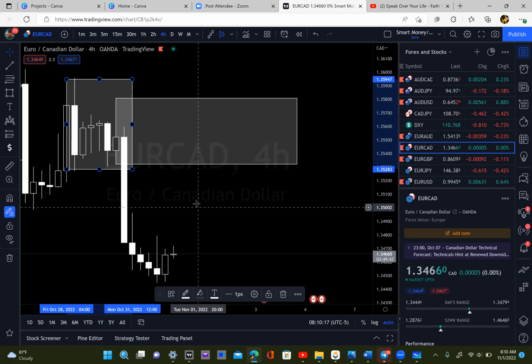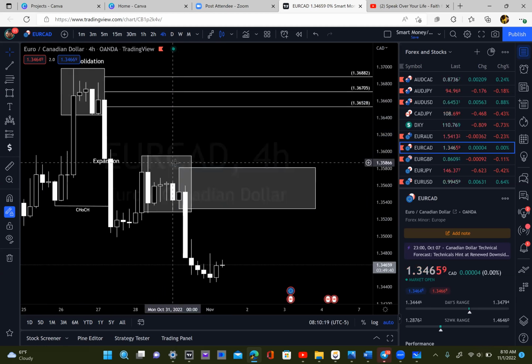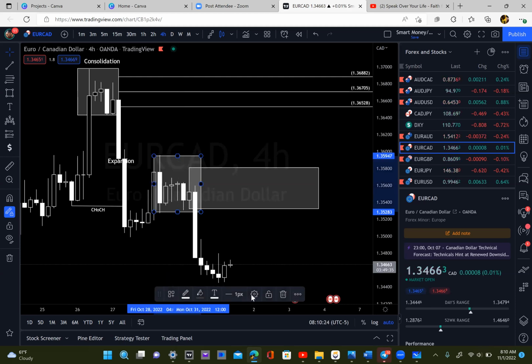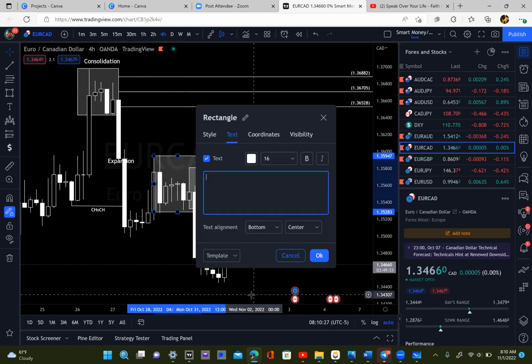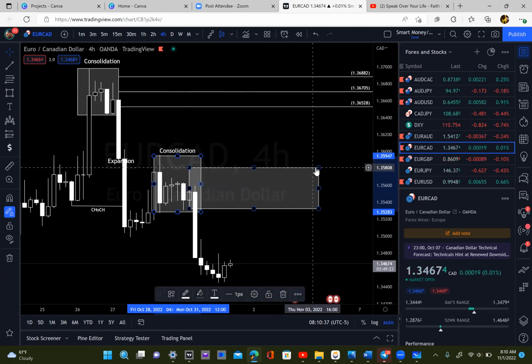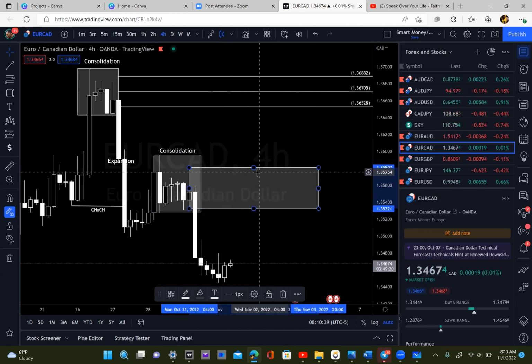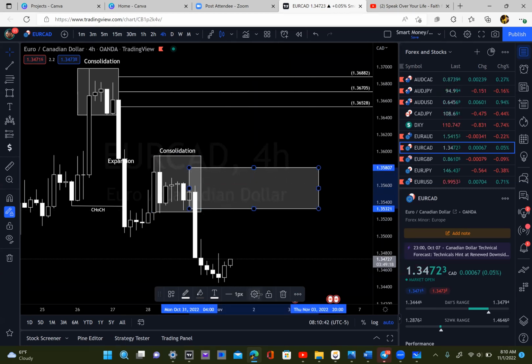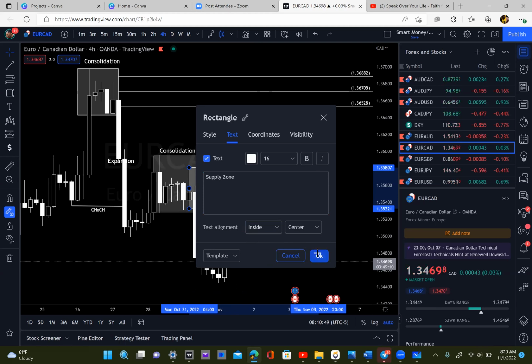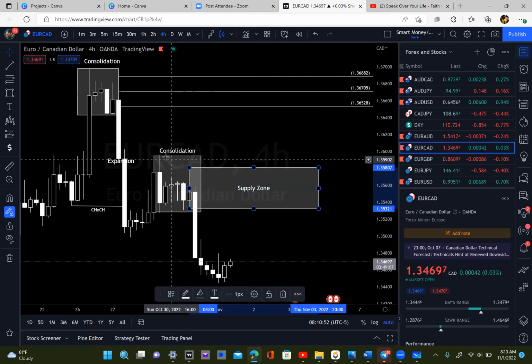All right, so we have a consolidation zone here. Let me mark it so y'all don't get confused. So we got consolidation. Put it at the top. And this is our zone that we found inside of the consolidation right here. I'm going to put supply zone, and I'm going to put it inside of the box. All right, so we got consolidation.